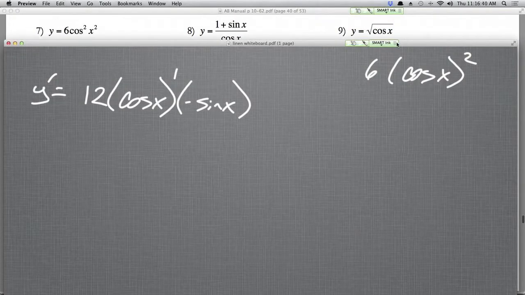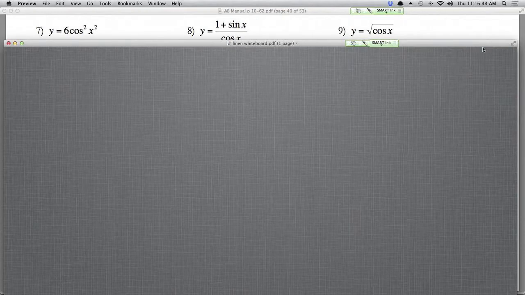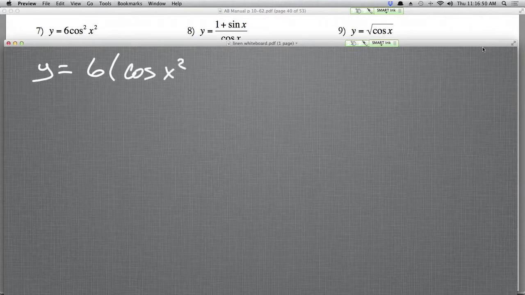Number 7's a fun one. Did you have a square and another square and another? So let's rewrite it to make sure we know what we're looking at: cosine x squared, squared. If you can handle this one, you should be pretty comfortable with the chain rule. So let's take care of the power first.